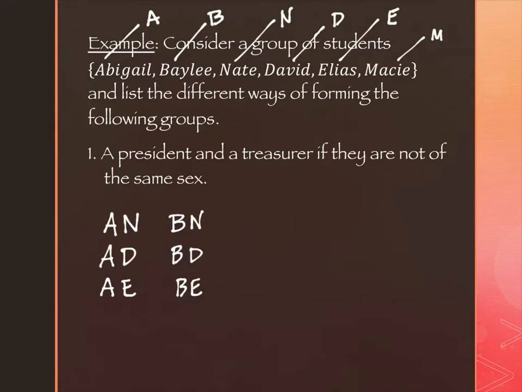My third option, just going in order then, actually switches to a boy, and it's Nate next. So I could put Nate, but now Nate cannot be paired up with David and Elias. Why? Because they're boys, and the condition was that I needed one of each. So I could put Nate with Abigail, Bailey, and Macy.